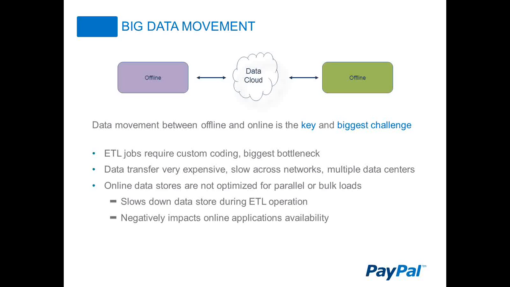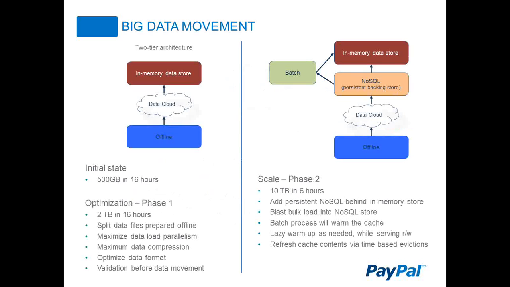The data transfers can be very expensive, and the techniques that we use to move the data around are not very flexible. For example, the ETL process is a very manual process. So I'm going to walk you through, this is one of the last slides, the data movement optimization evolution that we had. The initial state of the data movement was when we didn't do any optimization. This is just to get a baseline. We were transferring about 500 gigabytes of data in 16 hours from one network to another network.